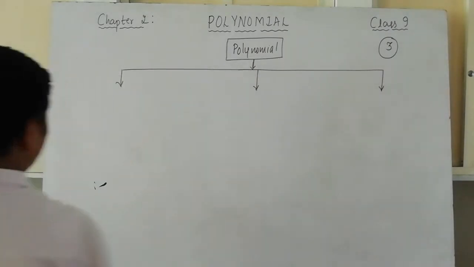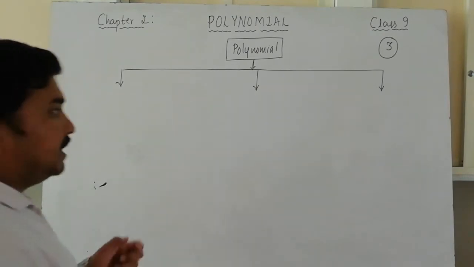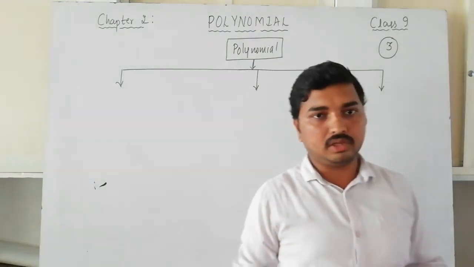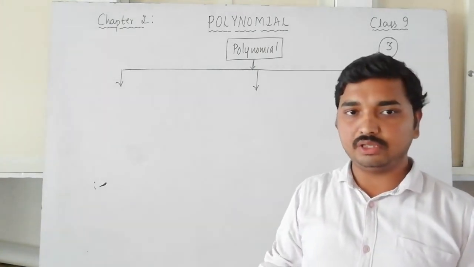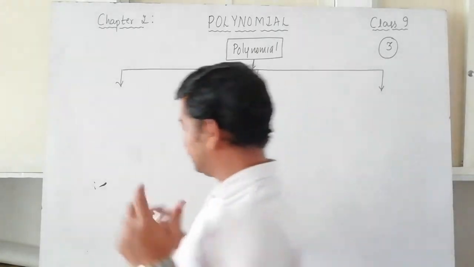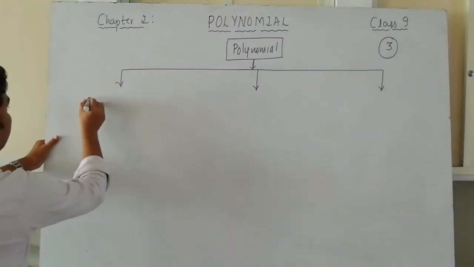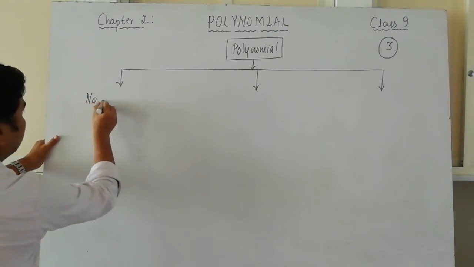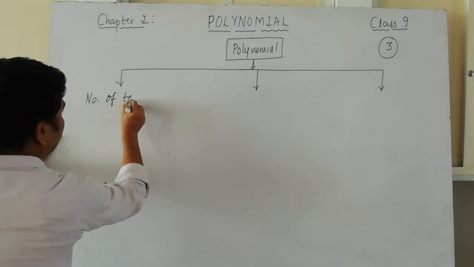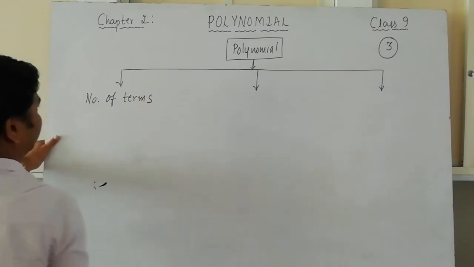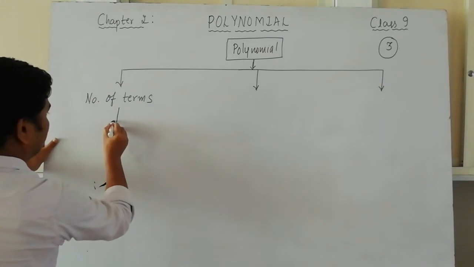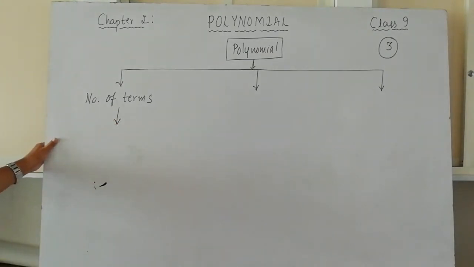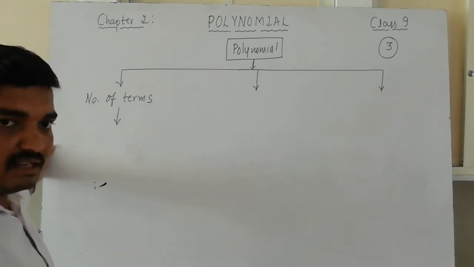Now first I am going to write based on which criteria, which property, we are going to classify. The first one is based on the number of terms. So the first classification is based on the number of terms present in the polynomial, and we can classify the polynomials as follows.